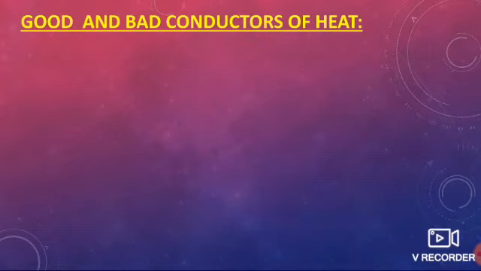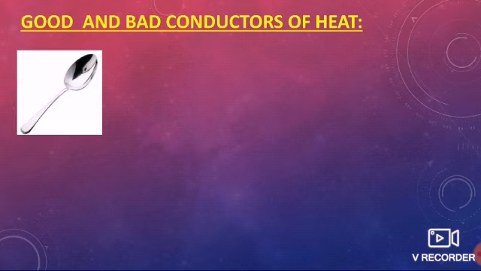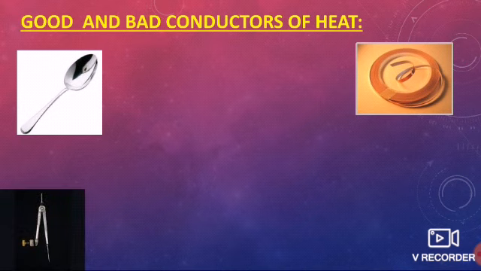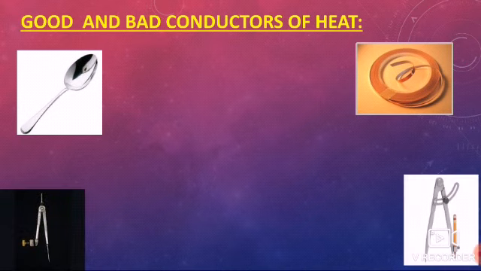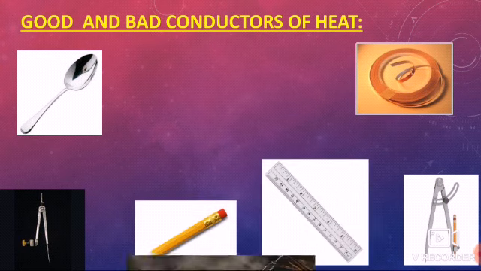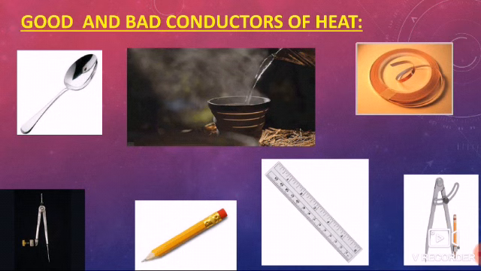So, good and bad conductors of heat. We are going to find out the good and bad conductors of heat. For that, let's take some examples. Here are some ingredients we are going to take: a spoon, a copper coil, a ruler, divider, pencil, scale. And all these things we are going to put in the hot water.